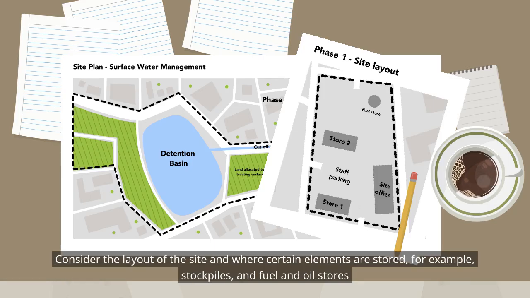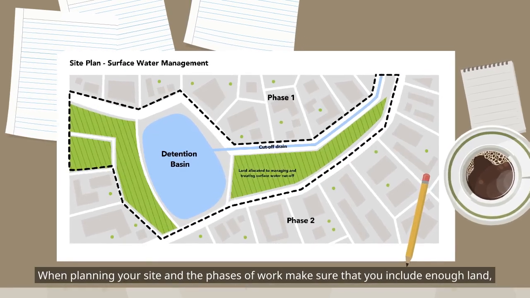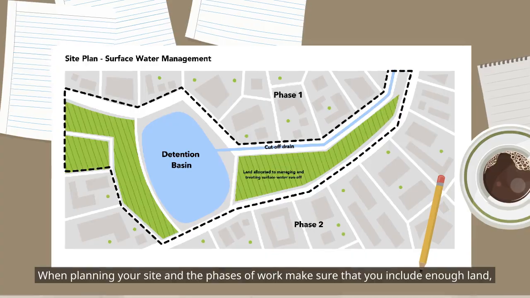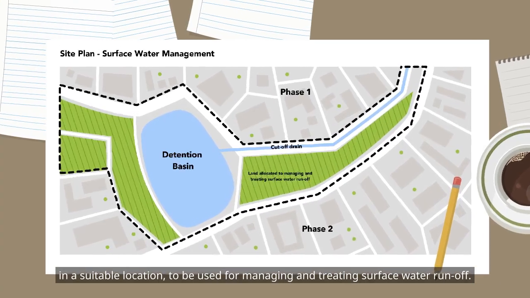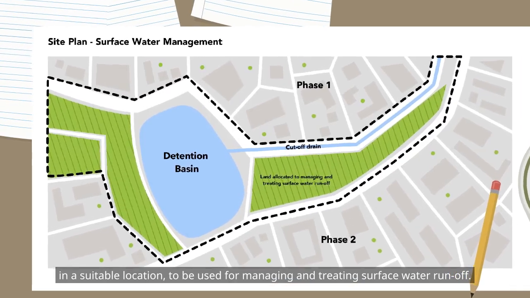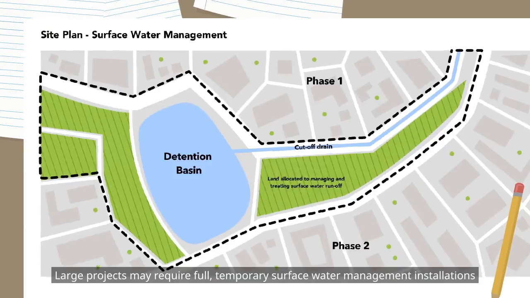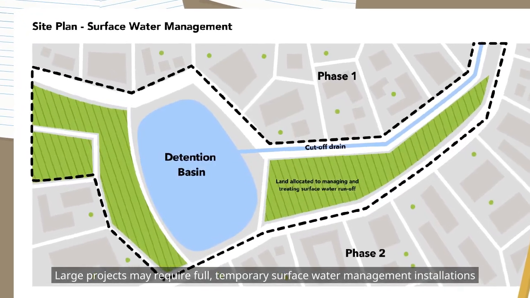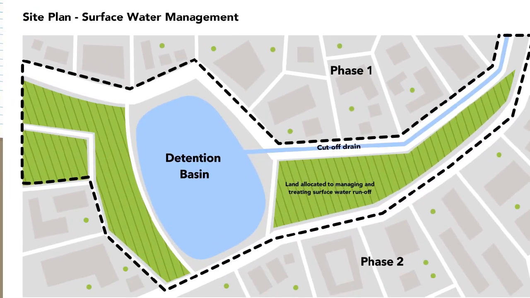Consider the layout of the site and where certain elements are stored, for example, stockpiles, and fuel and oil stores. When planning your site and the phases of work, make sure that you include enough land, in a suitable location, to be used for managing and treating surface water runoff. Large projects may require full, temporary surface water management installations.